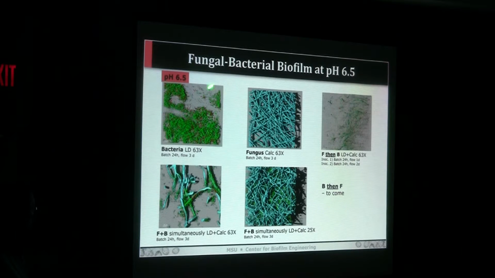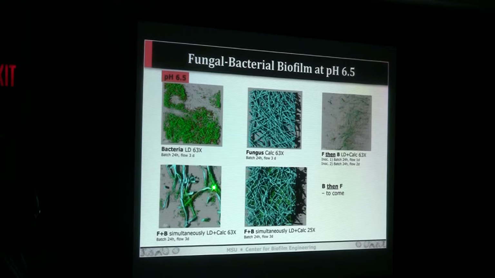So at pH 6.5, the bacterial biofilm, by and large, was much thicker, much more flush. The fungal biofilm alone also established itself. If we inoculated the fungus first and then the bacteria, we started not seeing a very thick biofilm in most cases. We're not quite sure why that is at this point. We haven't been able to do the bacteria and then fungus, so pre-grow a bacterial biofilm and then add the fungus.